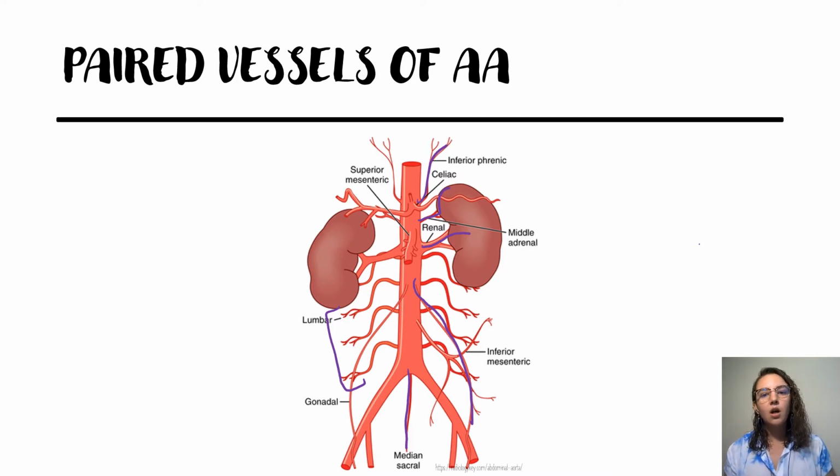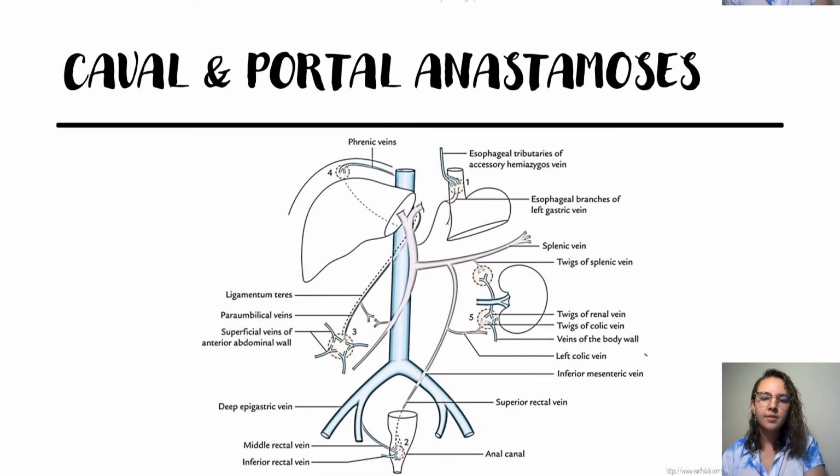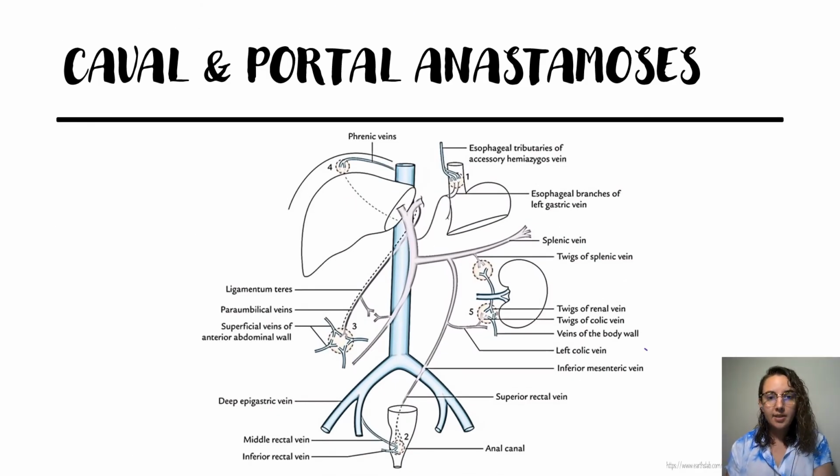Now it's of note that all of these veins of the system drain into the inferior vena cava and return to the heart, with the exception of the left gonadal that first drains into the left renal vein. Now all the paired veins drain into the caval system, which you can see in blue on the picture, into the inferior vena cava and then head back to the heart.